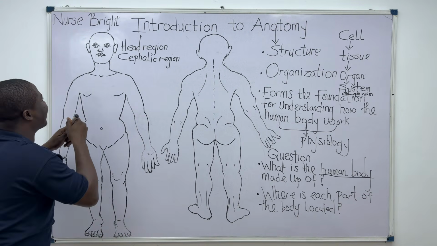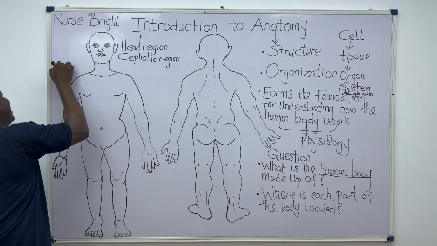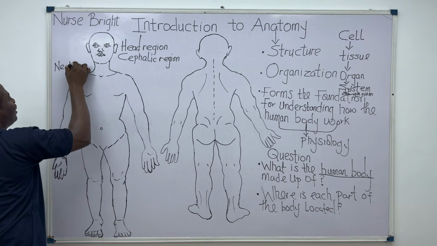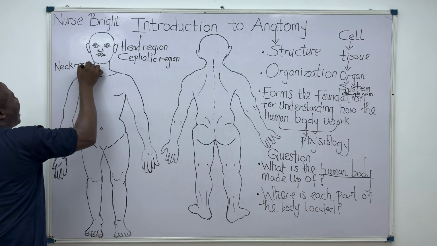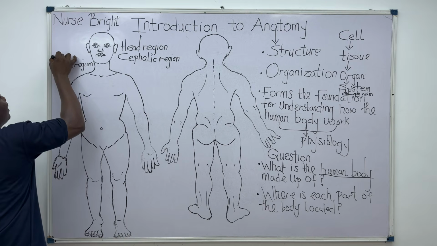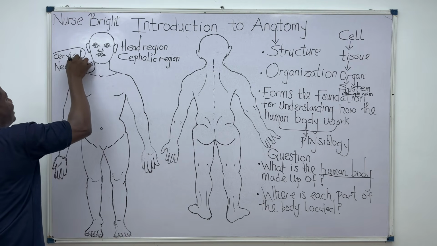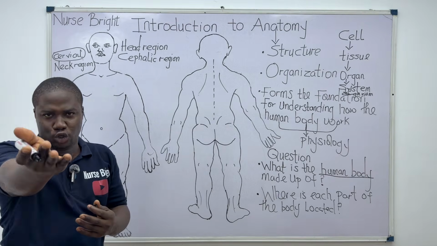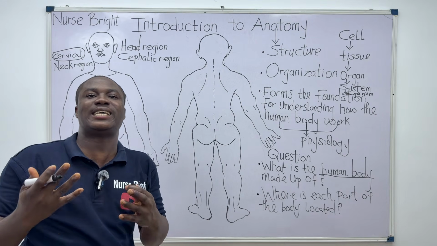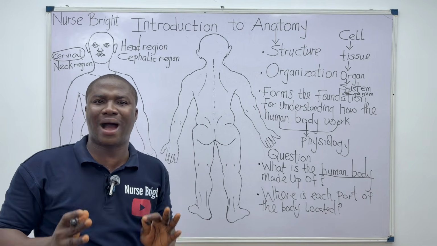Now, this is the neck region of the body, all right? The neck region of the body. And the neck region anatomically is called the cervical region of the body. All right, it's called what? The cervical region. You know this, all right? The cervical region of the human body.